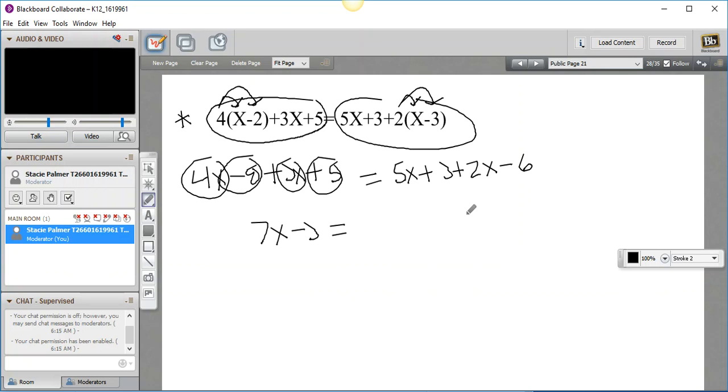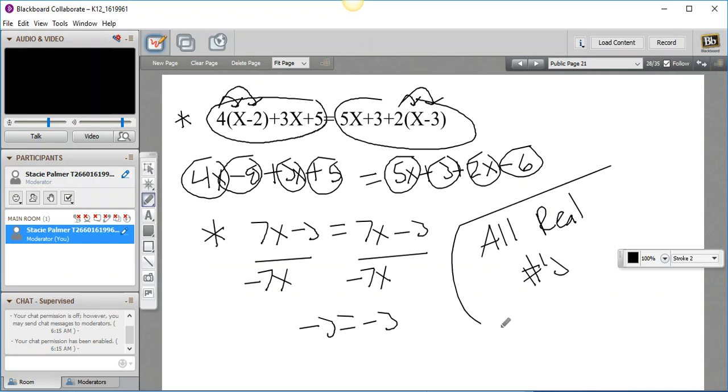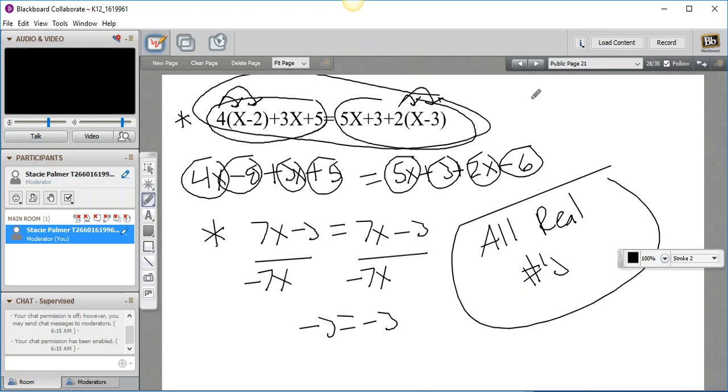Now we're going to combine like terms. So we have a 5x and 2x, which is 7x. And we have a 3 and we have a negative 6, which is negative 3. Right here, can you see that these two sides are exactly the same? If we were to cancel off the 7x from both sides, we would be left with negative 3 equals negative 3, which is a true statement. So the solution here is all real numbers. We can plug anything in for the x in this equation, and it will make it true.